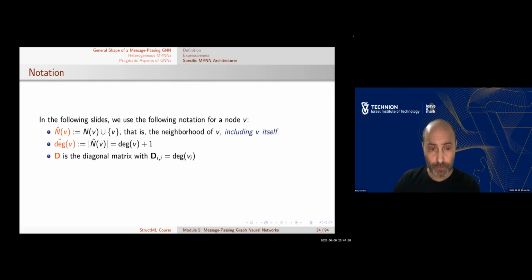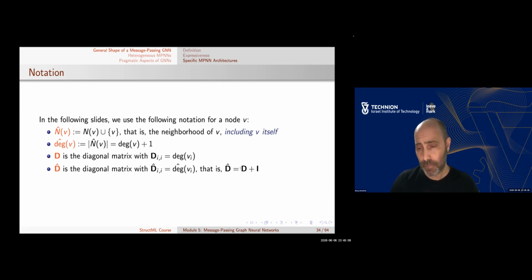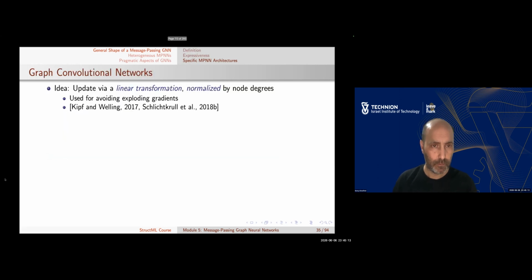D is a degree matrix. It's a diagonal matrix with the degrees on the diagonal, and D hat is the same plus 1, okay? So it is D plus identity, which is also diagonal, okay?